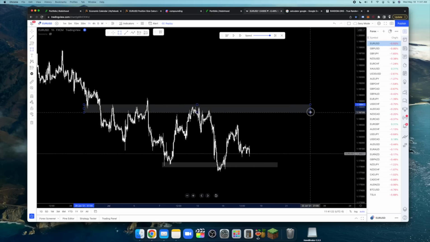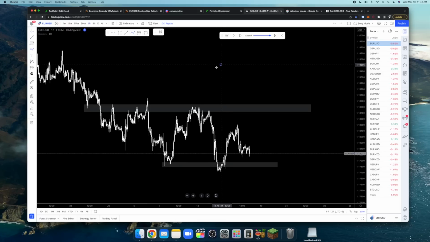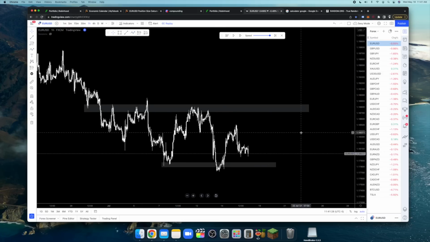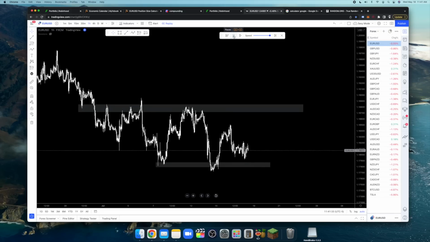We can use something like this. This one's really clear as resistance multiple times. The only weird thing was that little spike past it right there. Other than that, that zone's fine. Then what do you do? You just wait. You literally just wait. You chill. You wait for price to get to one of these zones.